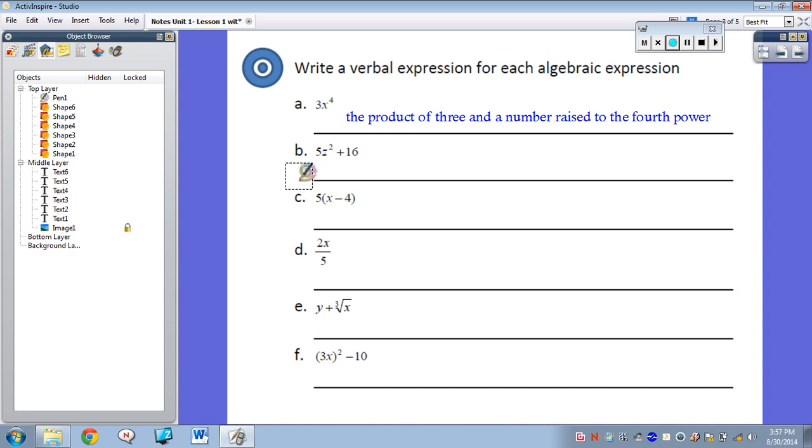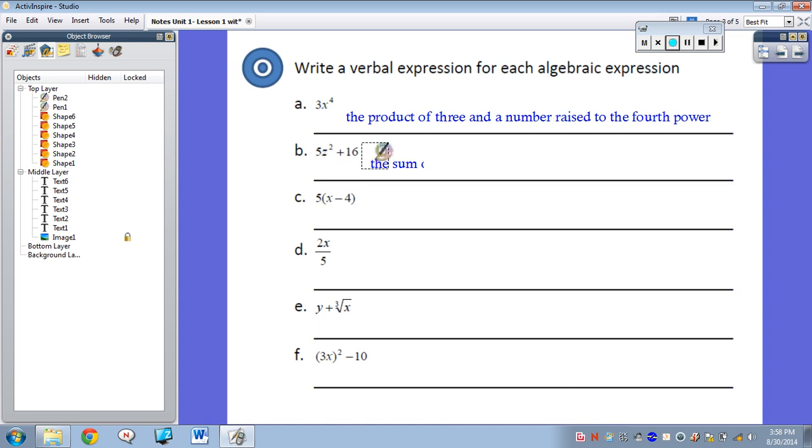Okay, B, you've got the product here again, right? Because you've got 5 times z. Now we know this is raised to the second power, so we know that's z squared. And then now we're adding this 16 to it. Okay, so one way to write that is the sum, because the sum is talking about addition. That's 16, and you're adding 5z squared to it.